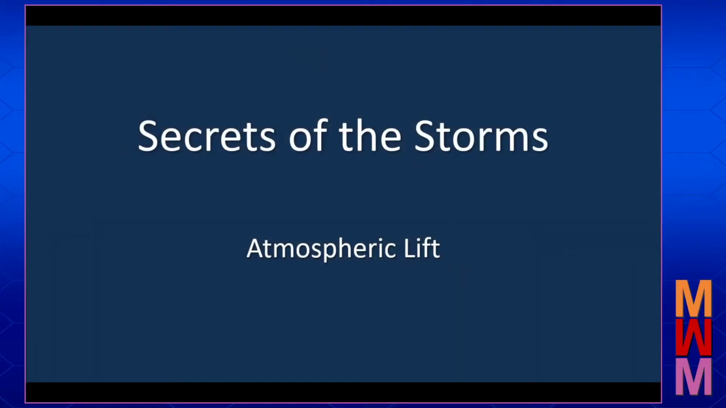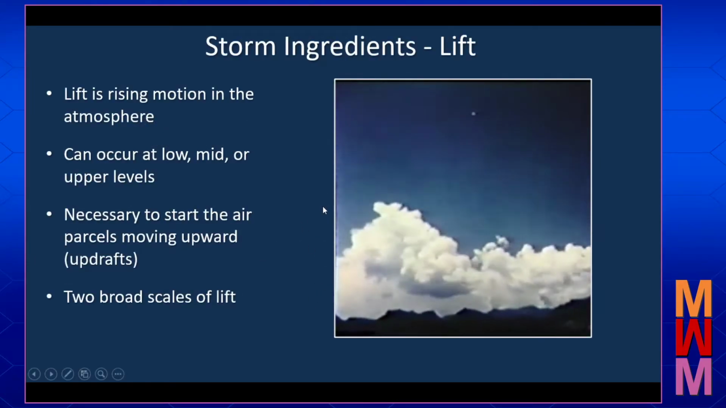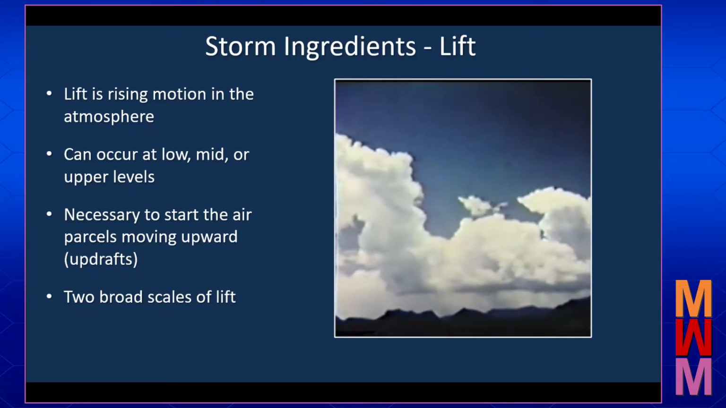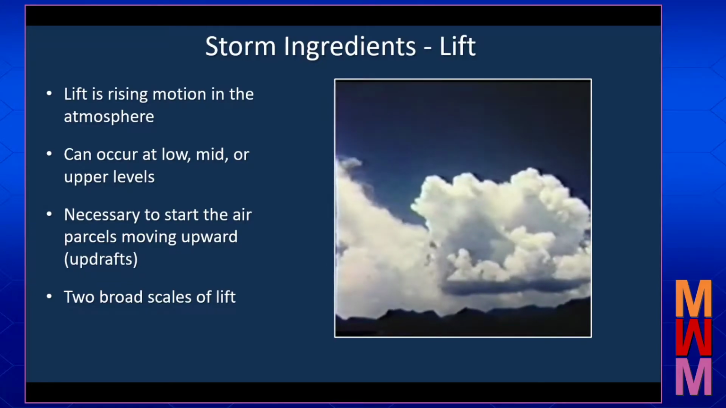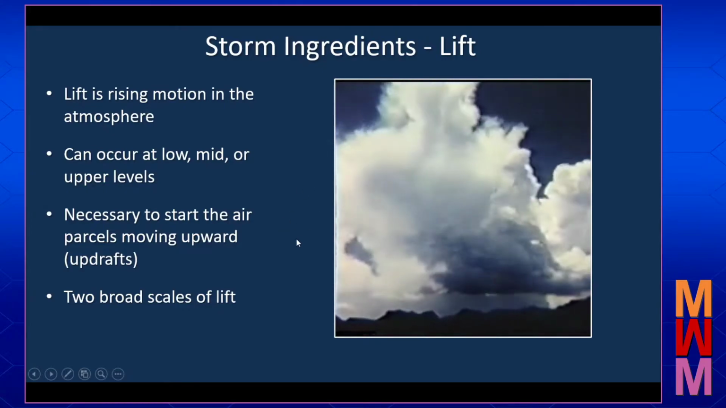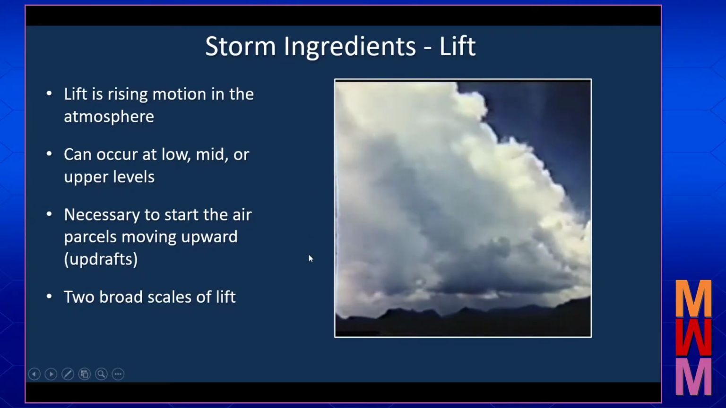Here we're going to talk about the third ingredient that we need, lift, upward motion in the atmosphere, and the role that lift can play in thunderstorm development. Now, lift, or this upward or rising motion in the atmosphere, is again a necessary ingredient for thunderstorms to form. This lift can occur down low in the lowest mile or half mile of the atmosphere. It can occur at mid-levels, maybe 3, 4, 5 miles up in the atmosphere, or it can occur in the upper levels of the atmosphere.